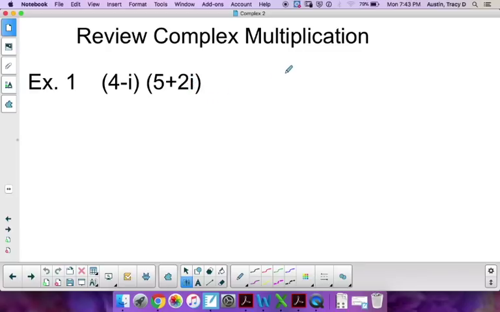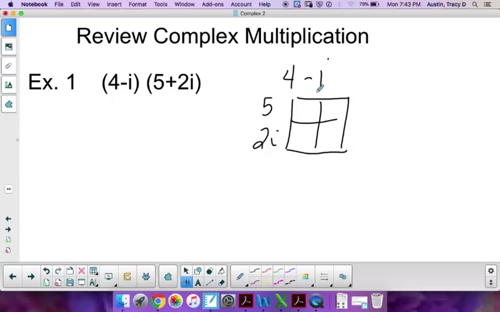I do distributing like this, whether it's for polynomials or complex numbers or anything else. I do the box method. Keeps me from forgetting anything, and it allows me to see my like terms.